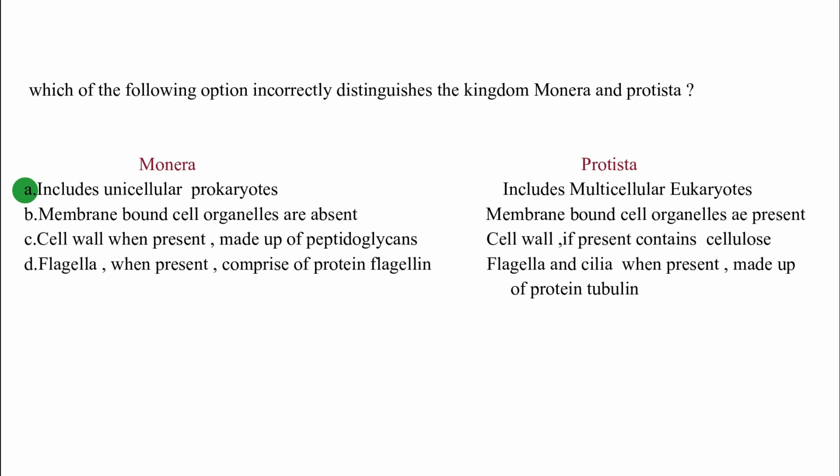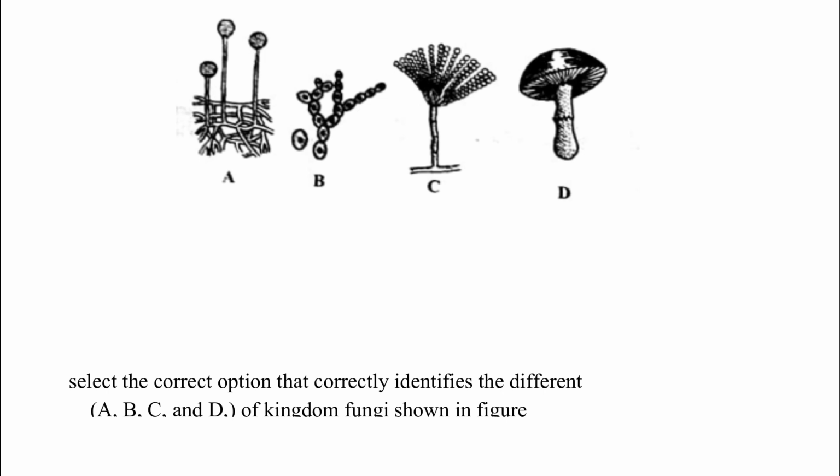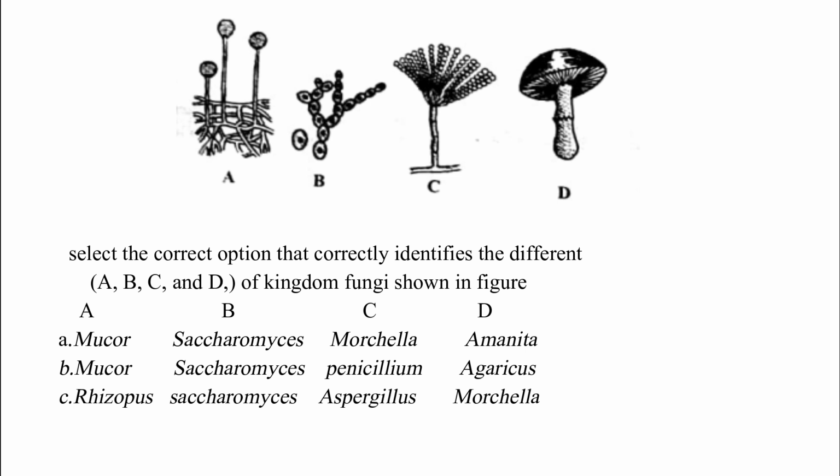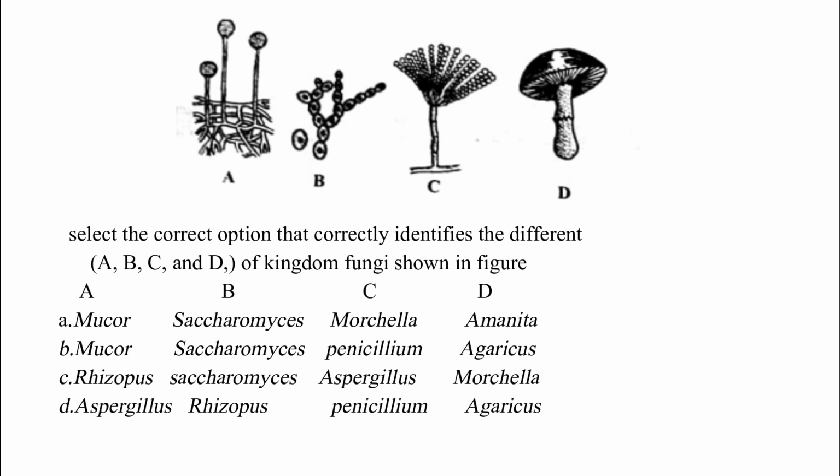Select the option that correctly identifies the different genera A, B, C and D of kingdom fungi shown in the figure. Option A, Mucor, Saccharomyces, Morchella, Amanita. Option B, Mucor, Saccharomyces, Penicillium, Agaricus. Option C, Rhizopus, Saccharomyces, Aspergillus, Morchella. Option D, Aspergillus, Rhizopus, Penicillium, Agaricus. The correct answer is option B, which is A, Mucor, B, Saccharomyces, C, Penicillium, D, Agaricus.